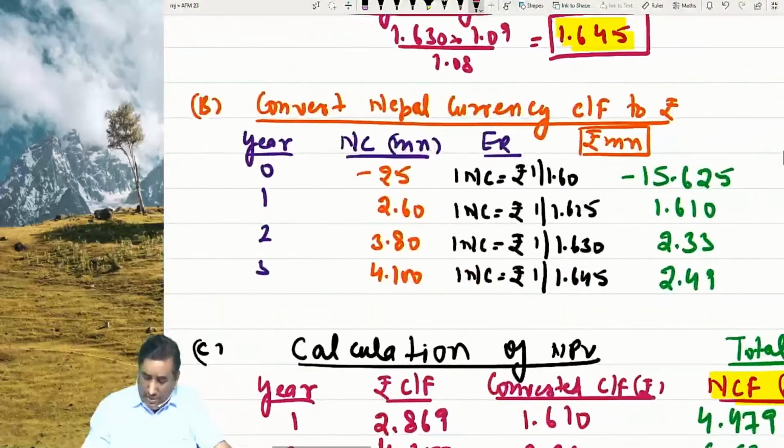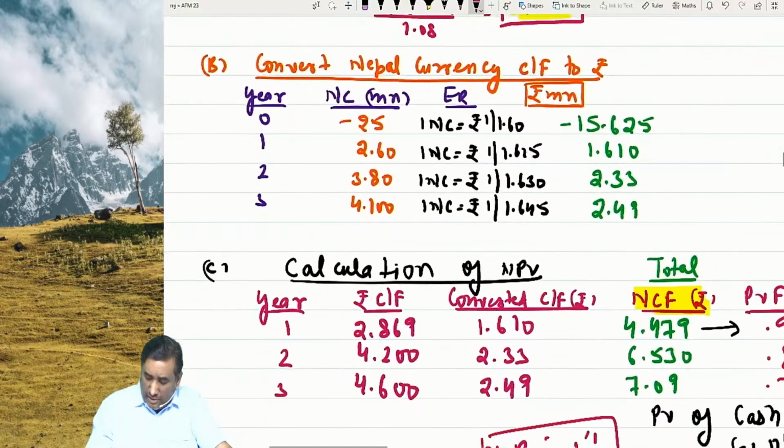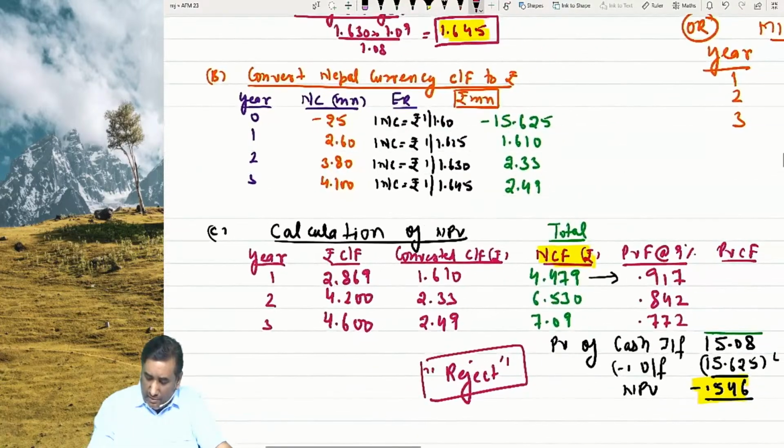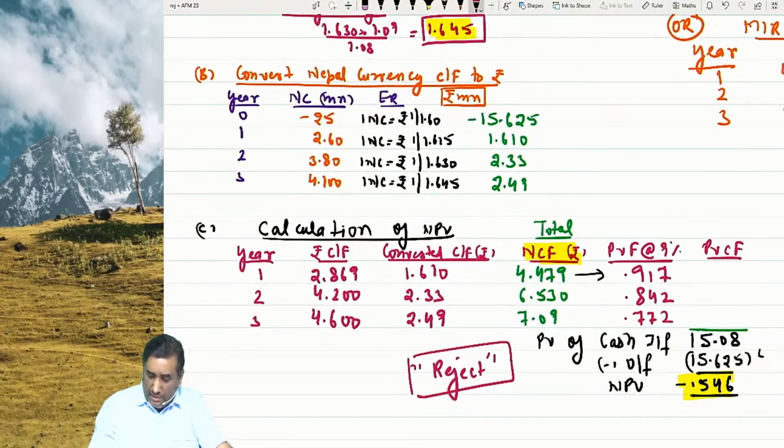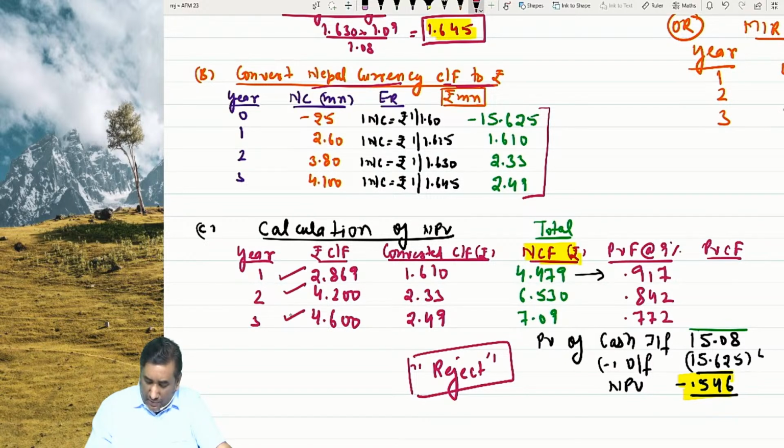What we do is convert the Nepali currency cash flow into rupee. I'll show both these slides together. Nepali currency cash flows we convert to rupee. These are the Nepali currency cash flows. Exchange rate we get in the rupee term. Then what I do is add the rupee converted cash flows which came from the top, 1, 2, 3. We add them up, we get the total.